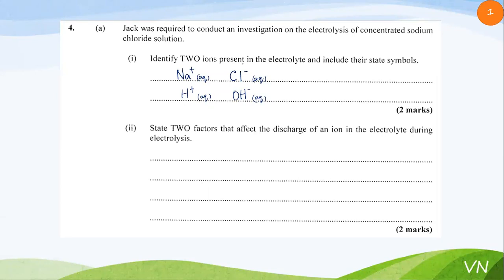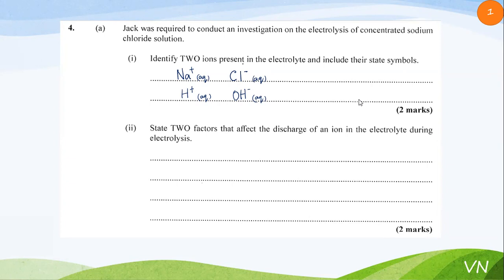So remember, this is not a molten, yes, someone is asking about molten. This is not a molten form of sodium chloride. This is concentrated sodium chloride. So it means that the student Jack took sodium chloride salt, placed it in water and made a solution, right? So all the ions present there are in an aqueous state. If Jack had heated the sodium chloride salt and made it into a liquid, then in the molten form, we'll have sodium ions and chloride ions in the liquid state.